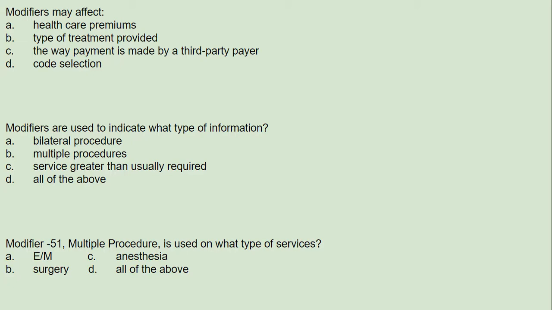Very good. So the next one, modifiers are used to indicate what type of information? Bilateral procedures, multiple procedures, service greater than usually required, or all of the above? D. All of the above. Okay, so modifier 51, which is multiple procedures. I just am looking on the back of my CPT manual.